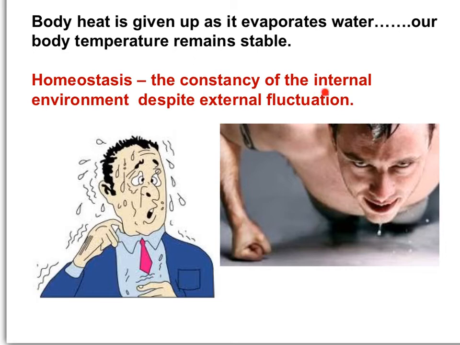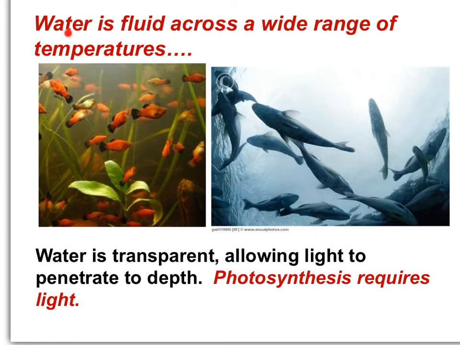The constancy of the internal environment, such as temperature, would be called homeostasis. Water is a fluid across a wide range of temperatures from 1 degree C to 99 degrees C. This is an important property for water to serve as a suitable habitat for living things. As well, water is transparent, allowing light to pass, light for photosynthesis that provides the food supply for aquatic habitats.